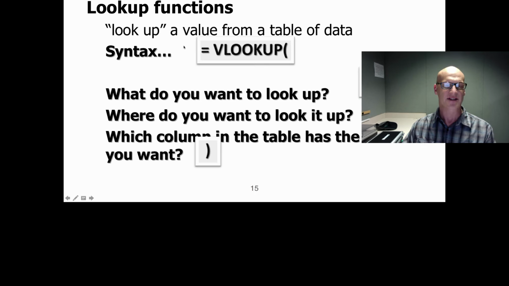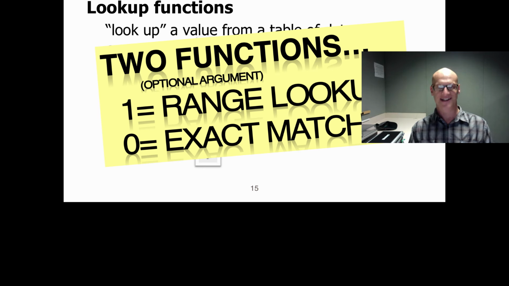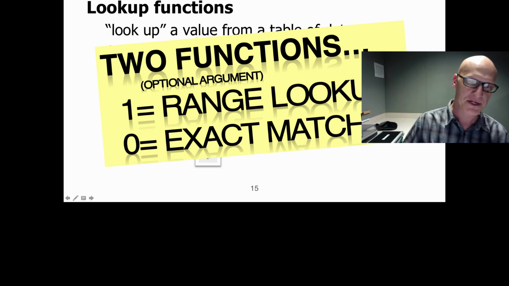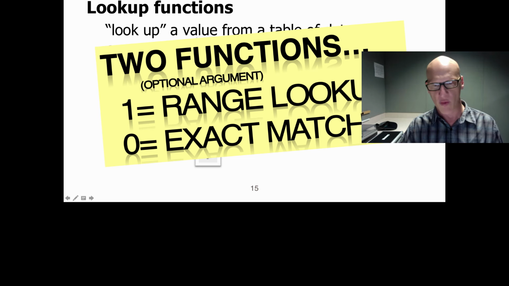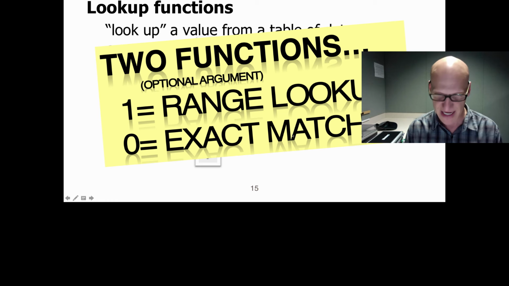And here we go again. We're looking at this and we're saying, hey, the VLOOKUP function, what do you want to look up? Where do you want to look it up? Which column in the table has the info? And if it couldn't get more confusing, it is: we have two different functions of the same name here. By doing the optional argument, if we do the default one, it becomes a range lookup. We use that mostly for numbers. And if we put a 0 in there, it's called an exact match. We use that for things like people's names that are unique. So it totally changes the way the function operates.